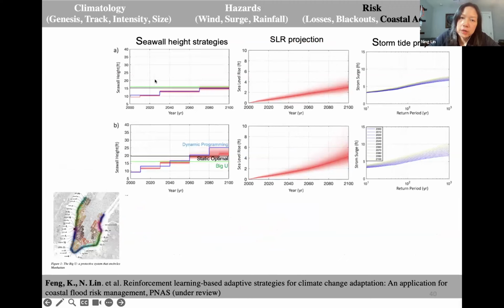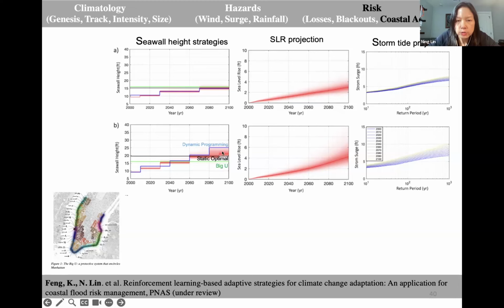And on the left is the strategies that we derived. So the Big U is a constant line over time, which is green. And then we can do cost benefit with static optimization, which is a black line. And then the blue curve going up is dynamic programming.